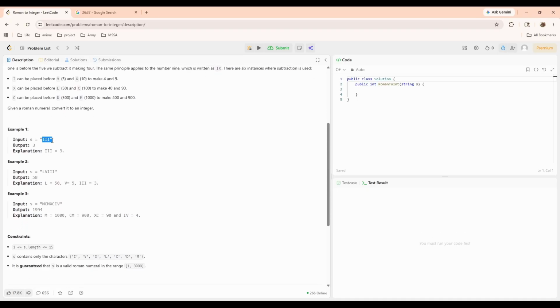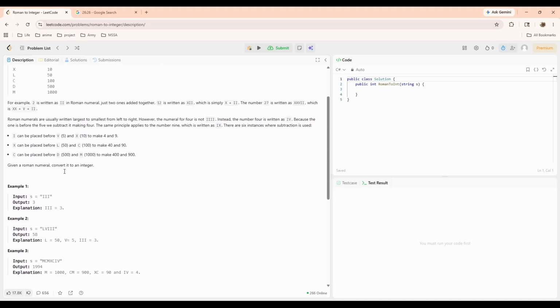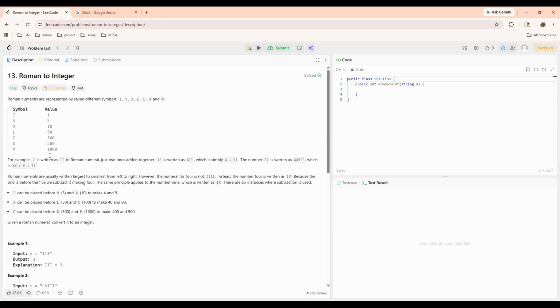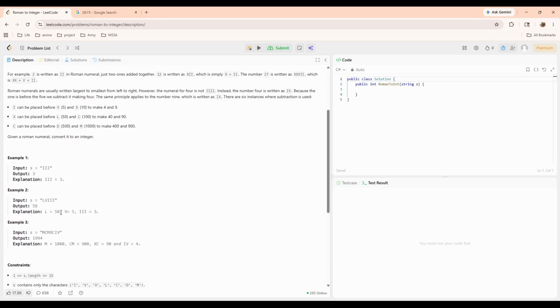If the string says this, I kind of know without having to look this up. Okay, let me see. L was what? 50. So L is 50 by itself, and then V is 5. Okay, so you add them individually. So it's not like 50 plus 53. Okay.